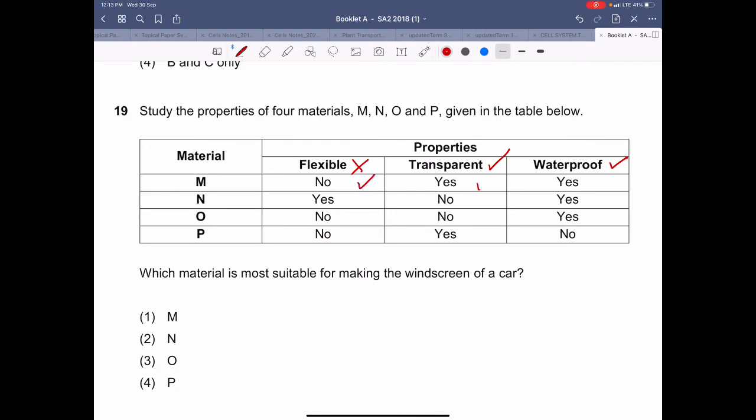Transparent? Yes. Okay, so all three yes, but remember you need to check to make sure that the rest are not correct. So N for Norway is flexible. Straight away cannot use already, so cross out. O, it's not flexible, but it's not transparent. How are you going to see where you're going? This is wrong. Straight away X out. P, not flexible, good. Transparent, good. But it's not waterproof. When it rains, that's it. You cannot even sit in your car. So therefore, the answer is M. And then I key in. Okay?